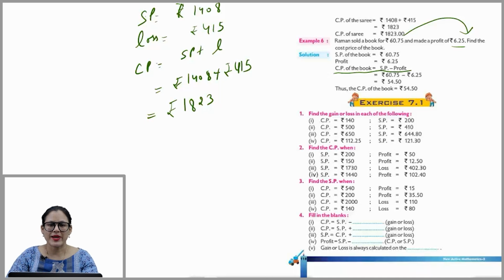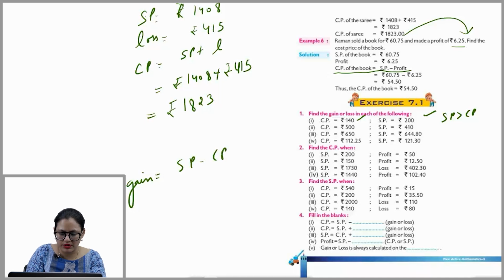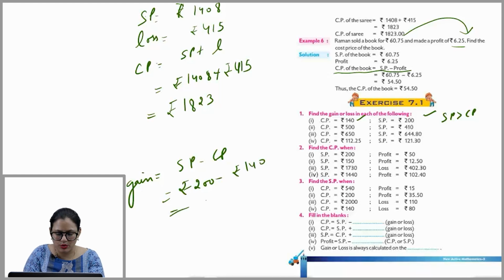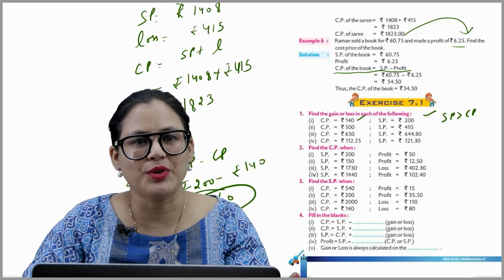Right. Let's do exercise 1. Find the gain or loss in each of the following. Okay, CP, cost price is 140 and selling price is 200. Clearly, SP is greater than CP, so there is gain. So gain is what? SP minus CP, that is rupees 200 minus rupees 140. 200 minus 140 is rupees 60. So there is a profit of rupees 60. Right, students? Now you will practice the remaining questions.